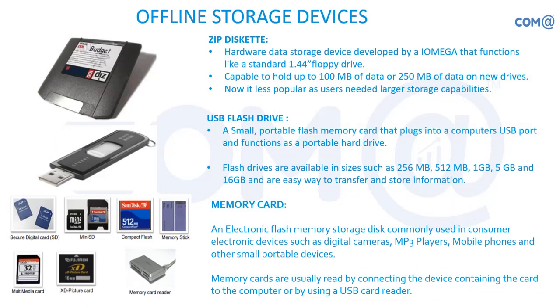So apart from the magnetic storage devices which are connected with the system, we have offline storage devices. Some of them are zip diskettes. We had a zip diskette when we had the floppy drive concept. We had a floppy drive with 1.44 MB capacity. In that time we had a zip diskette of 100 MB.